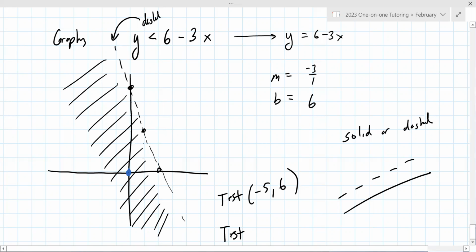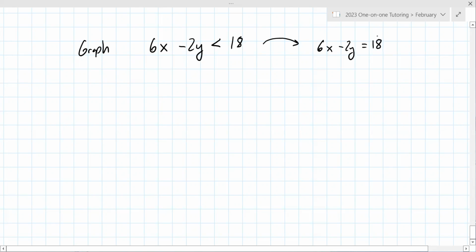So what is all this leading to? I want you to solve, I'm sorry, I want you to graph, not solve. Graph 6x minus 2y less than 18. So just like earlier, you treat this like it's an equality and you figure out how to graph that.